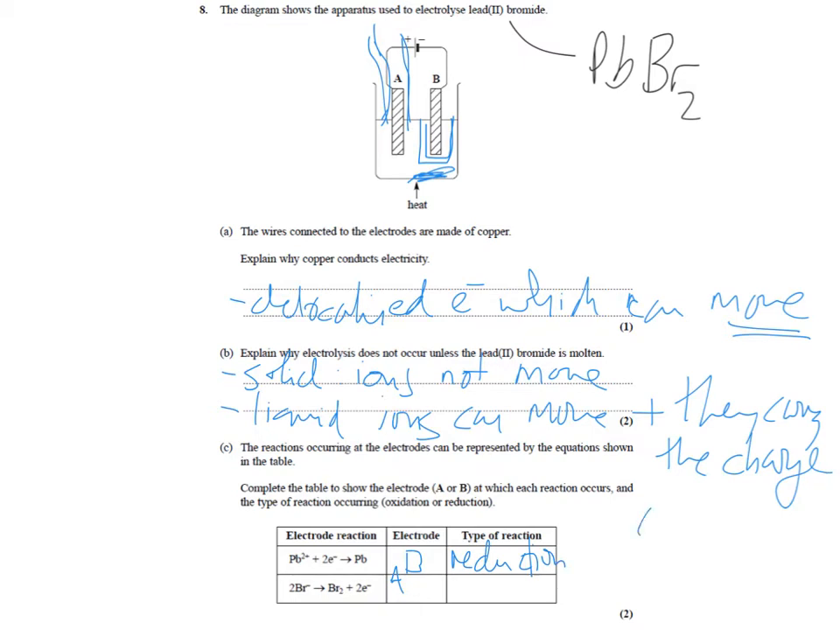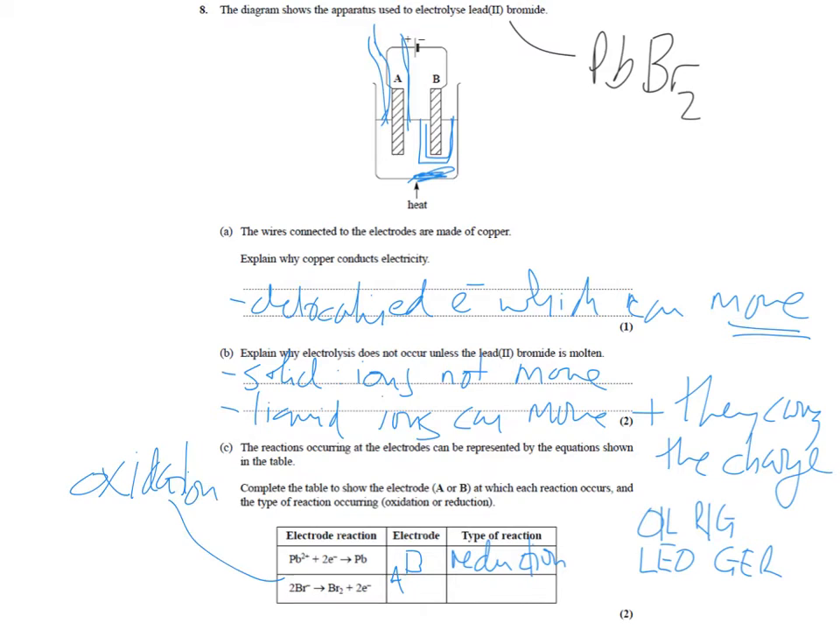Okay, so you should probably have used OIL RIG. Oxidation is loss, reduction is gain, or I must admit I prefer LEO GER, simply because that's what I was taught at school. So LEO GER, losing electrons oxidation, gaining electrons reduction. And so if the lead one is reduction, the second reaction is oxidation. And on we go.